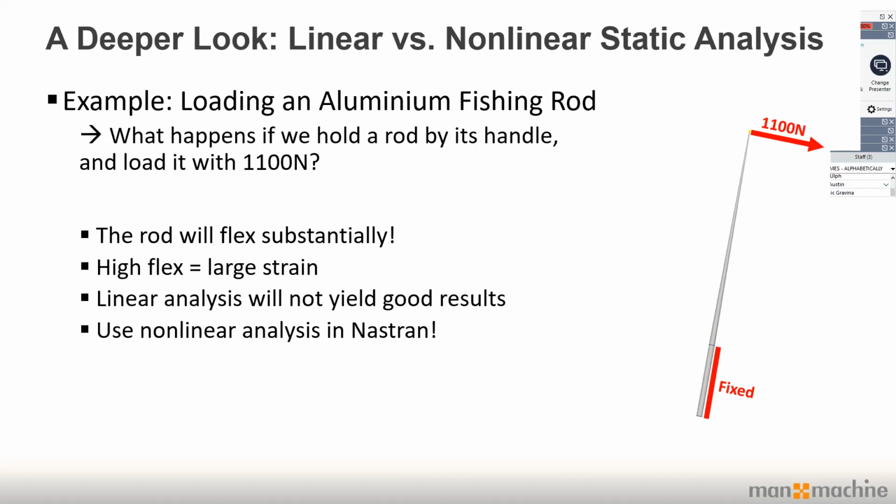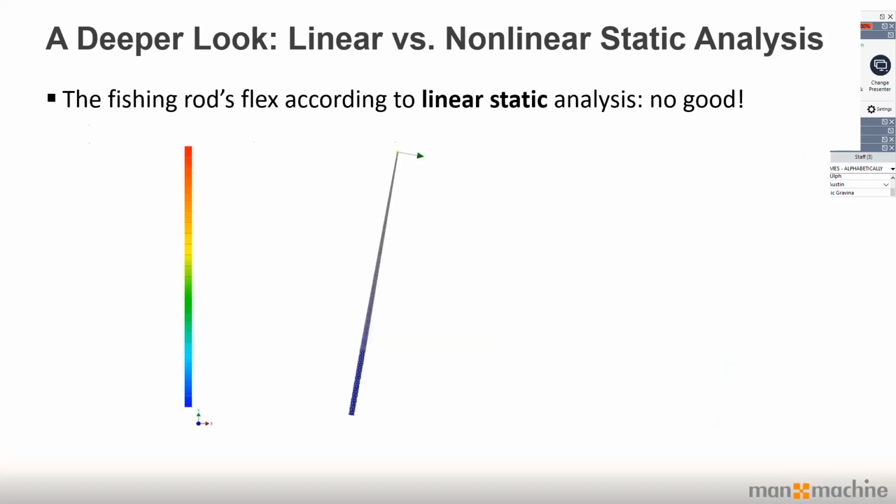So before I get started with the practical examples, the question always comes up, linear versus nonlinear static. Why is it a big deal? I like to visualize it using this amazing fishing rod that I've designed. So what would happen if we held a fishing rod and we had a very strong bass pulling it with 1.1 kilonewtons on the end? We'd see a very, very large flex in that rod. Large flex obviously means large strain, which means that the linear analysis won't yield good results anymore. We'll need nonlinear analysis. I'll give you a practical demonstration of what that looks like.